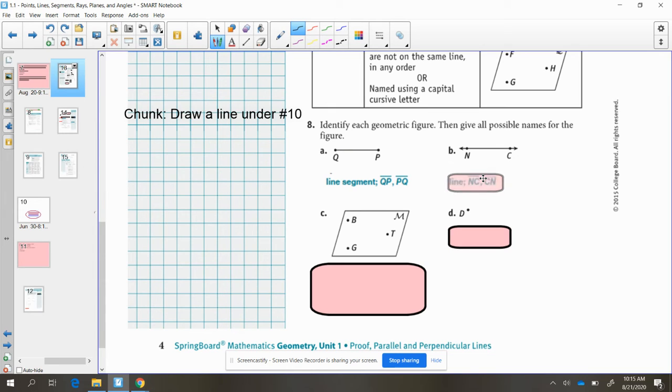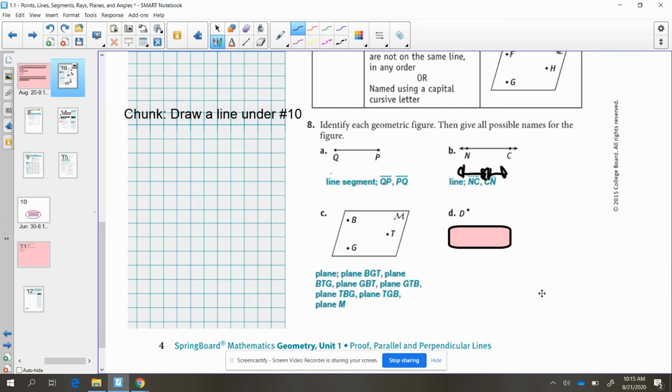You're going to see here that this is a line. So again, it's very hard to see with the Springboard copied directions, but here you should have a line drawn on top of the letters here, and then either NC or CN works as a possible way to name this. Part C, try on your own. What is it and what are some ways to name it? I think there's going to be a lot on this one because you have a lot of combinations.